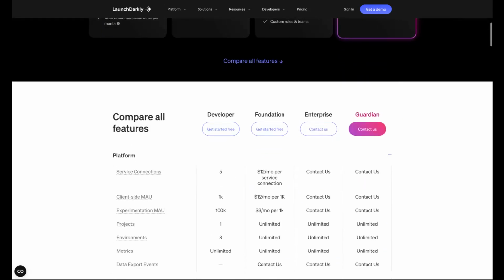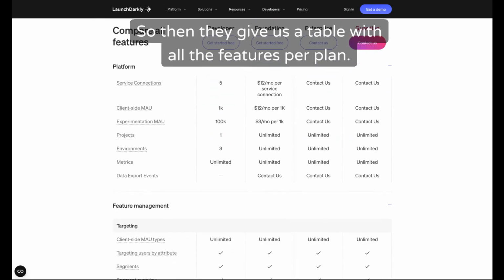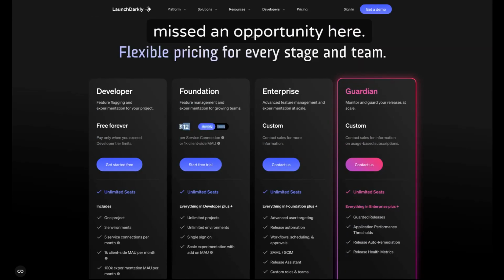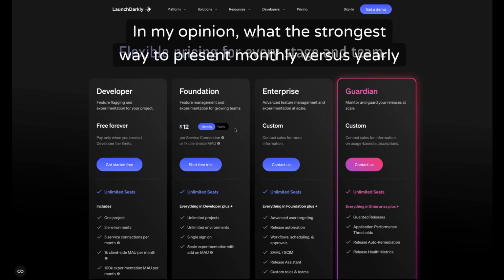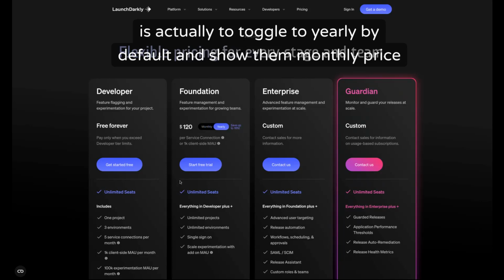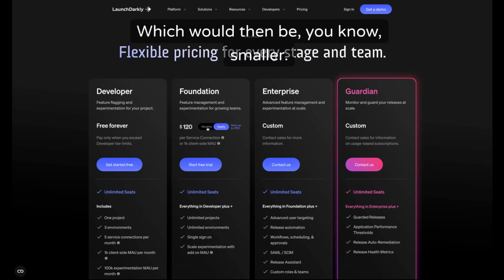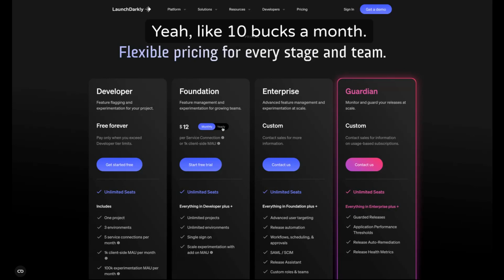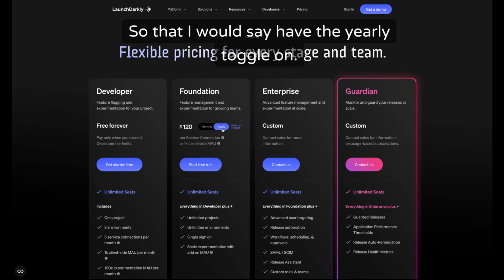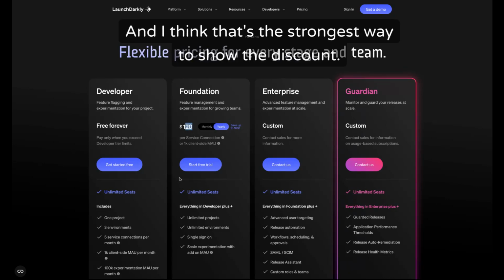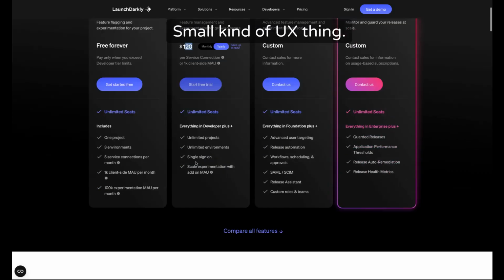Definitely. So then they give us a table with all the features per plan. Actually, I want to make one quick note, which is I think they missed an opportunity here. In my opinion, the strongest way to present monthly versus yearly is to toggle to yearly by default and show them the monthly price billed yearly, which would then be smaller. Like $10 a month. So have the yearly toggle on and have this say $10 a month. I think that's the strongest way to show the discount. Small kind of UX thing.